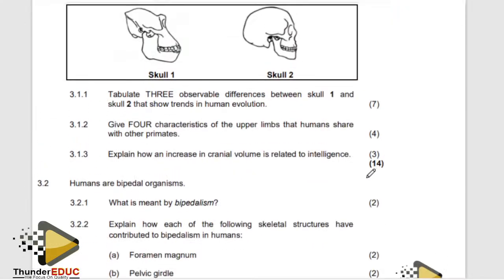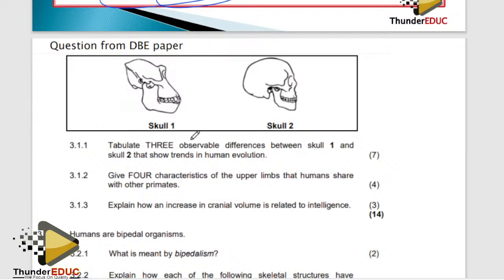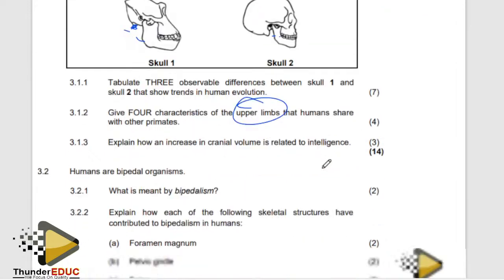Here is a question: tabulate the observed differences between skull 1 and 2. Guys, I think you know. You talk about the canine. Guys, if they bring it like this, don't talk about the position of the foramen magnum. Do you see any foramen magnum here? No. You only talk about the foramen magnum if you see that, yes, I can see it. For characteristics of the upper limb, you see what I talked about? They're talking about the upper limb.